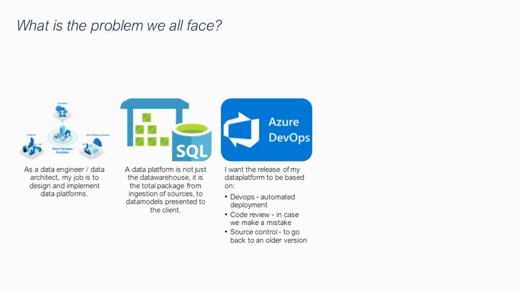So what is the problem we're trying to solve? Well, for example, when you're a data engineer or a data architect, my job is to design and implement data platforms. A data platform is not just a data warehouse, right? It's not just one part of the solution. For me, the data platform is the whole package, from ingestion of sources to data models eventually presented to the client. And maybe you could even say that reports on that data platform are also part of the platform, but that's not really important for now for the whole definition.